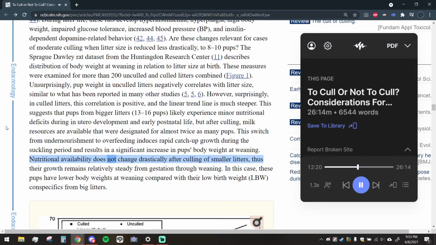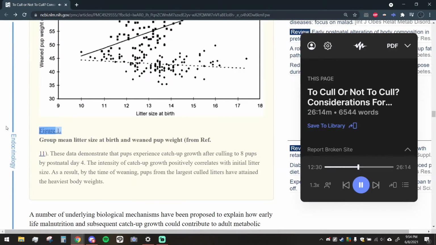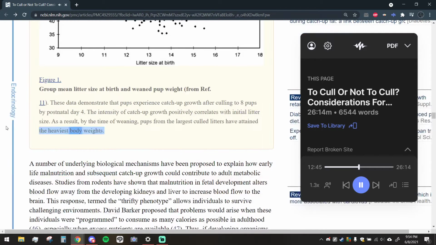Nutritional availability does not change drastically after culling of smaller litters, thus their growth remains relatively steady from gestation through weaning. In this case, these pups have lower body weights at weaning compared with their low birth weight, LBW, conspecifics from big litters, Figure 1. Group mean litter size at birth and weaned pup weight, from Ref. 11. These data demonstrate that pups experience catch-up growth after culling to 8 pups by postnatal day 4. The intensity of catch-up growth positively correlates with initial litter size. As a result, by the time of weaning, pups from the largest culled litters have attained the heaviest body weights.